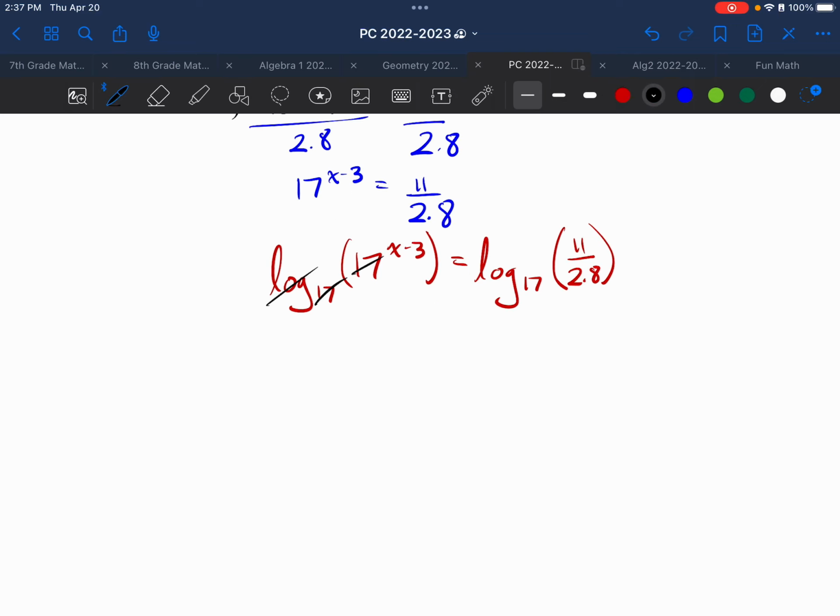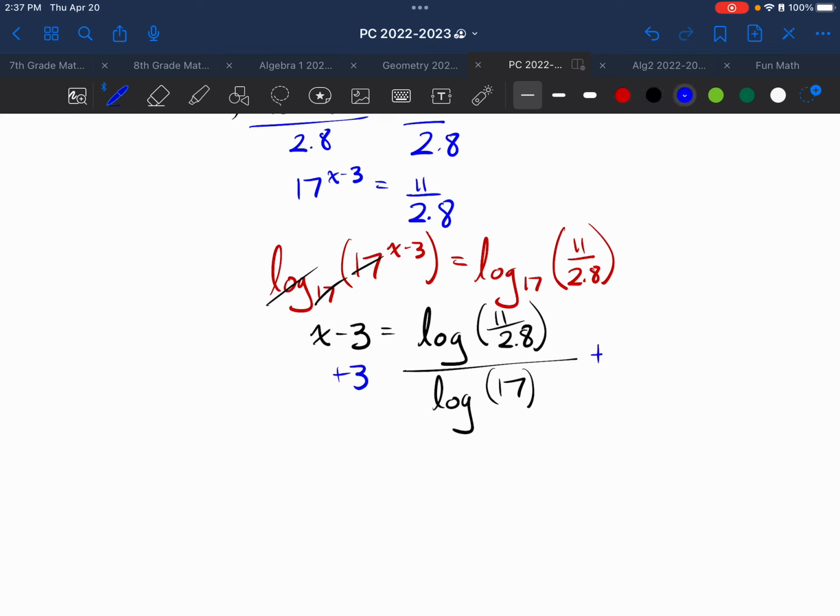You're gone, you're gone, you're gone, leaving us with x minus 3, and that's going to be equal to all of this stuff, which is going to be a change of base formula. So on the top of my change of base is the log of that fraction, which is 11 over 2.8. And on the bottom of the fraction, it's going to be log of the base, which in this case is 17. And then from here, we just add 3 and add 3.